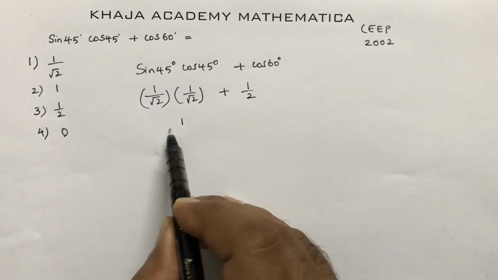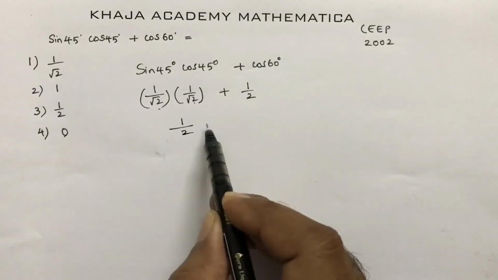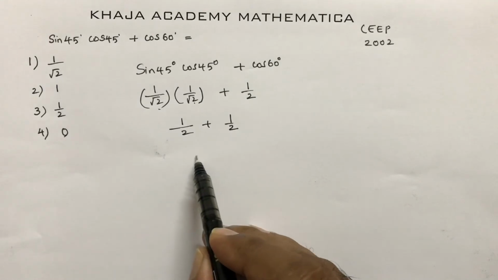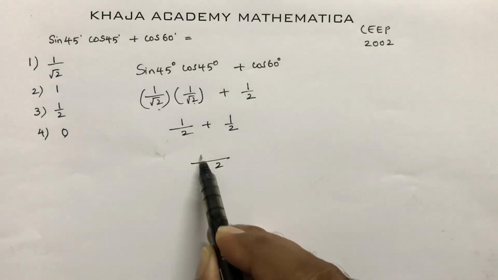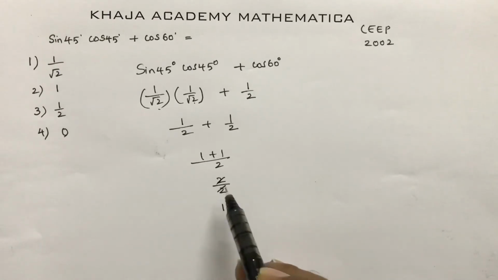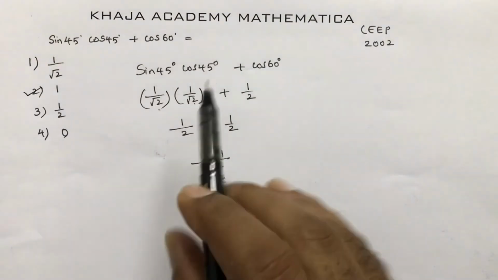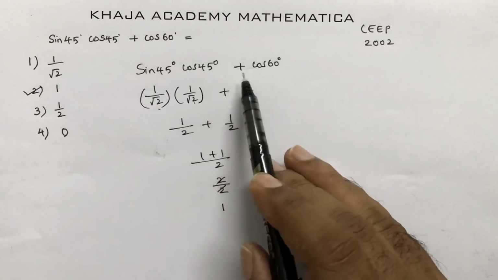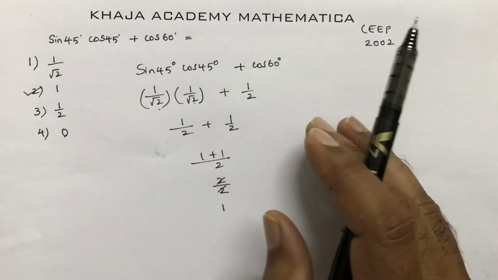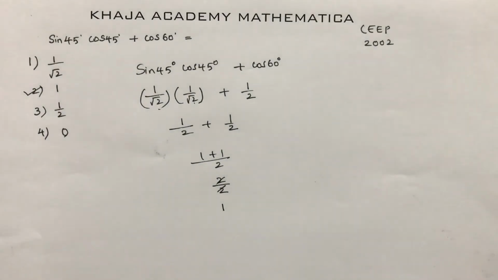1 into 1, 1. Root 2 into root 2 is 2, plus 1 by 2. 1 by 2 plus 1 by 2 is 1, or you can take LCM. 1 plus 1, that is 2 by 2, which is 1. So the correct option is 2. See, this geometrical proof I'll make a video, but now with the help of logic I made the table that I'll share in the description.